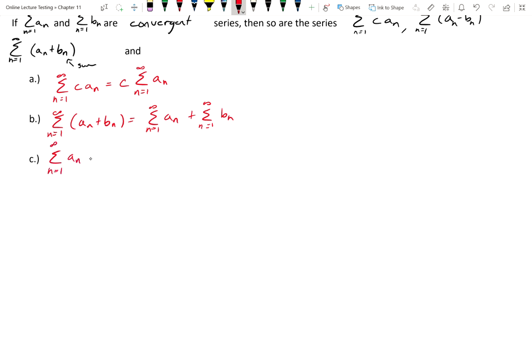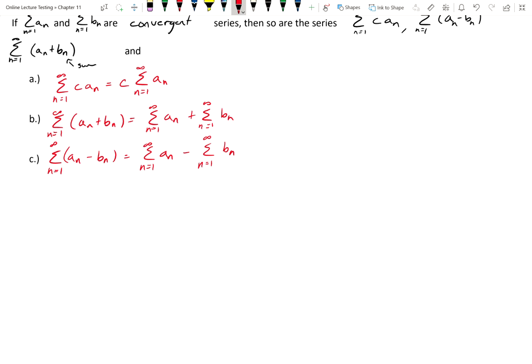And lastly, since we have the addition, we can have the subtraction as well. A sub n minus b sub n. This is equal to the sum, as n goes from 1 to infinity, of a sub n minus the sum, as n goes from 1 to infinity, of b sub n. Notice that this is actually applying the property A, where we have a constant multiple of a negative that we're pulling out. Okay?